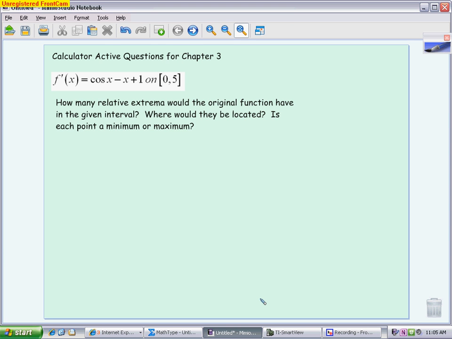Here's a group of problems that are all dealing with calculator active questions. Calculator active is the terminology that the AP writers use to talk about a question where not only is the calculator a helpful tool, but it's actually a necessity to solve problems. So I'm going to go through and take you through 3 examples.